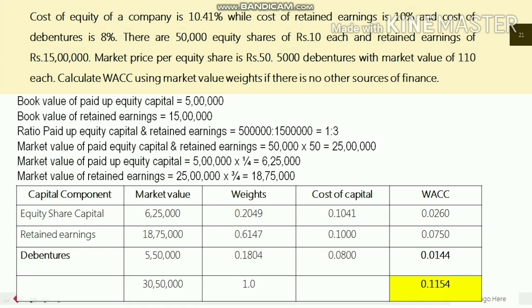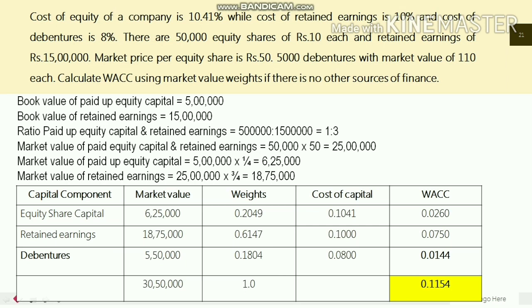Cost of equity of the company is 10.41%, while cost of retained earnings is 10% and cost of debenture is 8%. There are 50,000 equity shares of 10 each and retained earnings of 15 lakhs. Market price per equity share is 50 and there are 5,000 debentures with market value of 110 each. Calculate WACC using market value weights if there is no other source of finance. So here we have to use market values as weights.